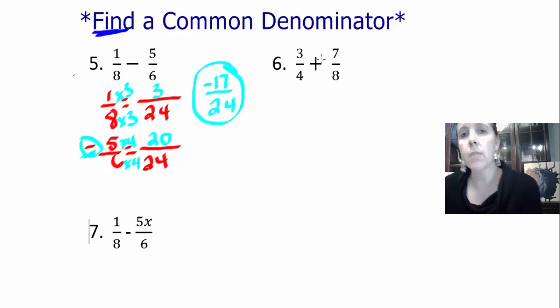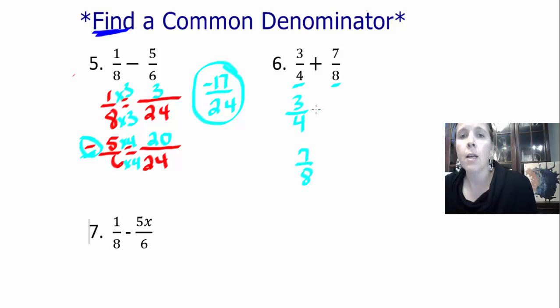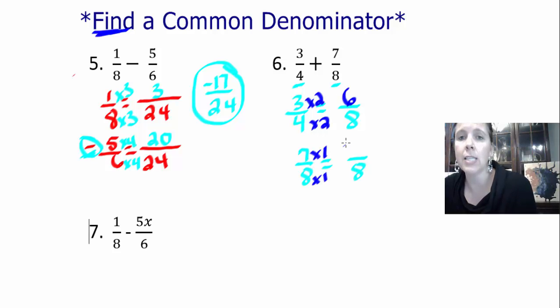Okay, so over here, the best way to find a common denominator is to look at the bigger number. If the smaller number will go into the bigger number, you know that's your common denominator. Okay, so 7/8. So our common denominator is 8. Okay, you could have used 24, you could have used 16, you just have to reduce more at the end. Okay, so let's say 4 times 2 gives me 8, so 3 times 2 gives me 6. This is just 8 times 1, so this would stay the same.